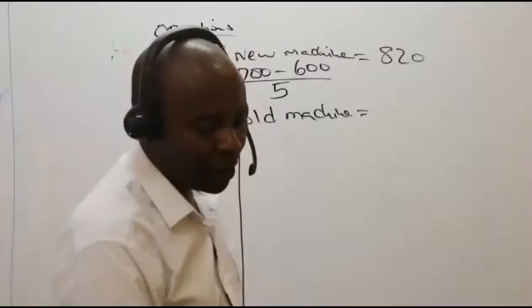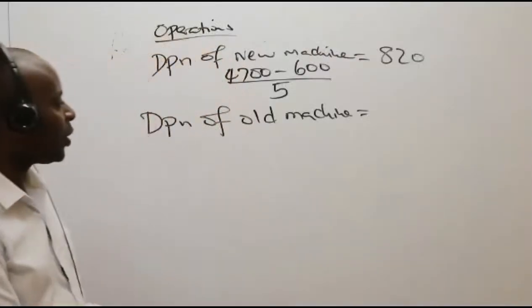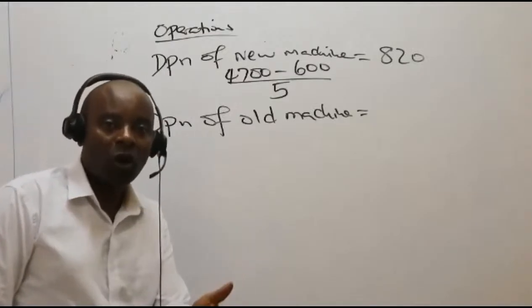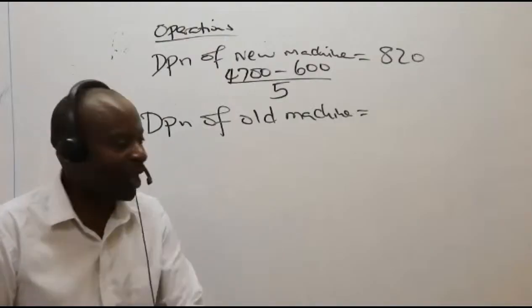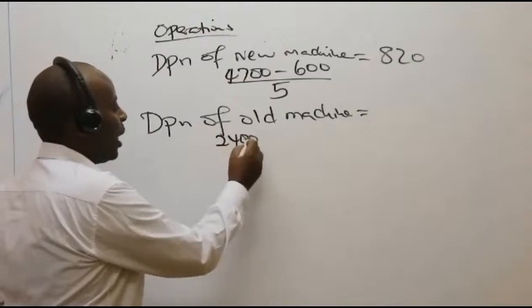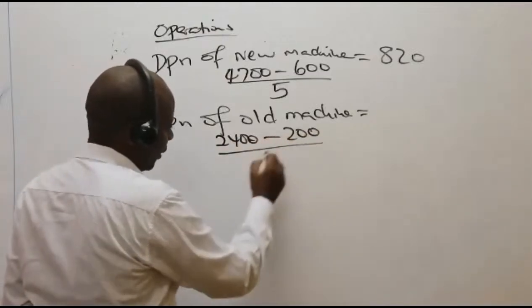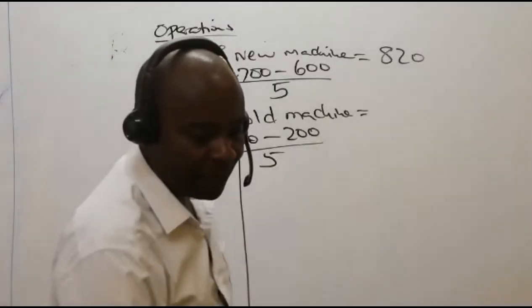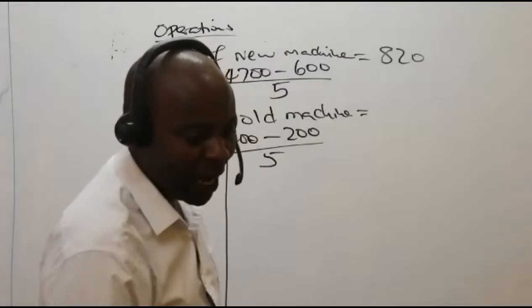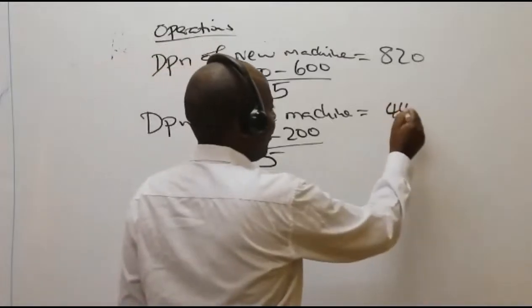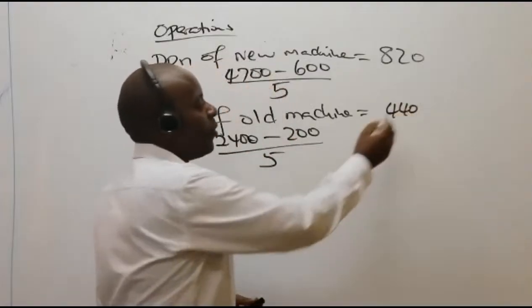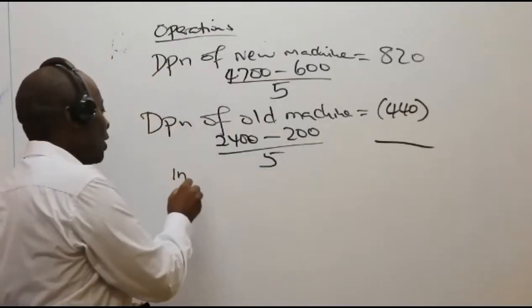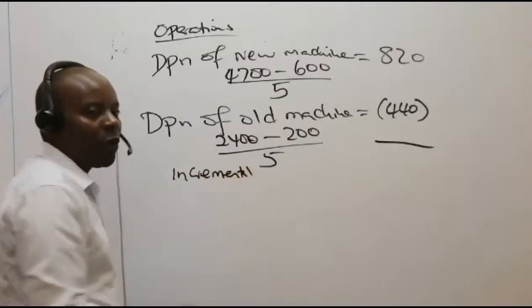Let me see what students have done. Ladies and gentlemen, for this old machine, I can see its net book value, which now will act like its cost because they have given us what we call remaining useful life. So in this case here, the net book value is 2,400 minus its scrap of 200 over the remaining useful life of 5 years. I'm able to see students giving me a great figure. Which figure? 440, yes, 440. So please subtract there for you to be able to give us what we call an incremental. Any question, ladies and gentlemen?